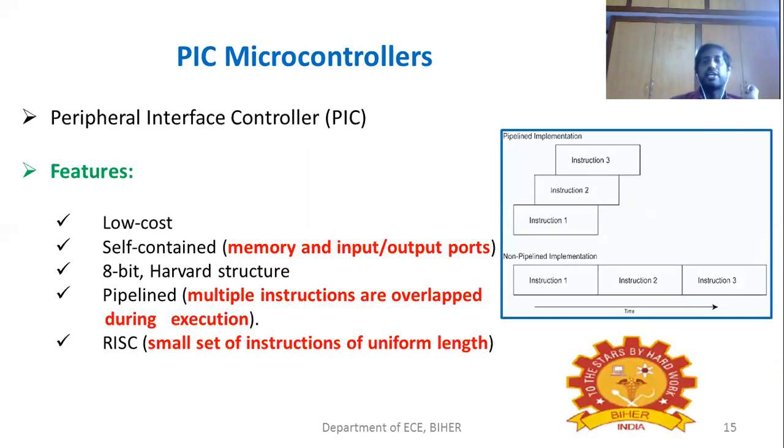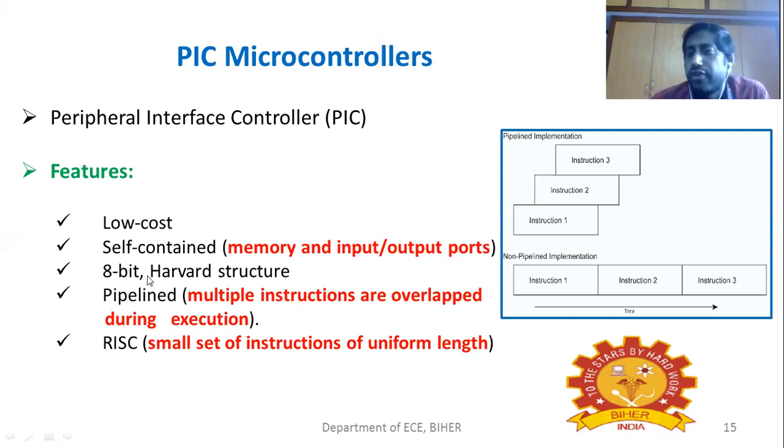PIC microcontrollers are the most available microcontrollers, and mostly used in many applications. What are the features for choosing these PIC microcontrollers? The first one is the cost. Because we are using them in real-time applications, the product cost also matters. So the cost should be less. So it's low cost, and then self-contained. Memory and other input ports are integrated within the chip itself. So this is a self-contained controller.